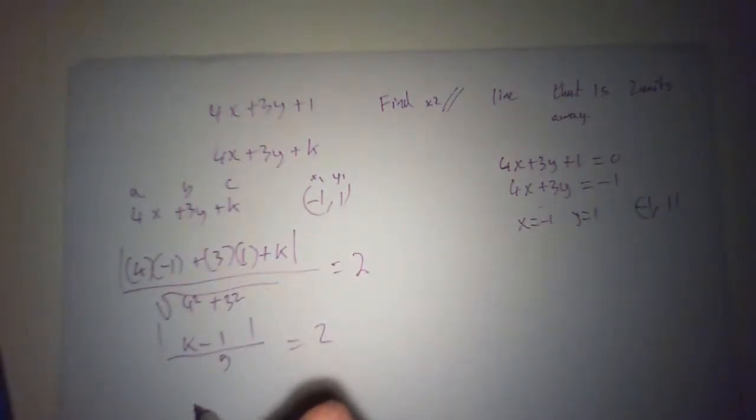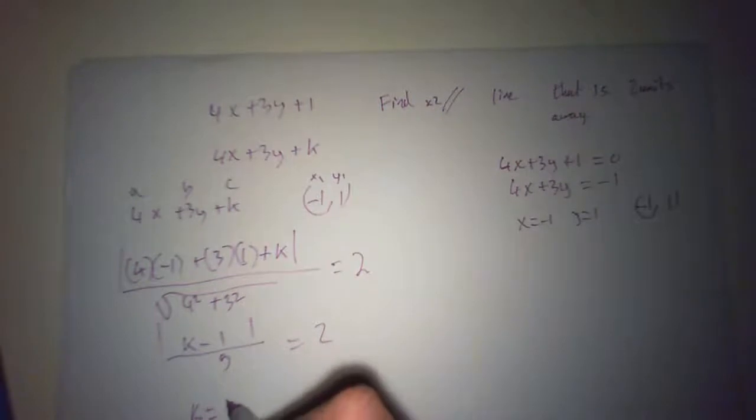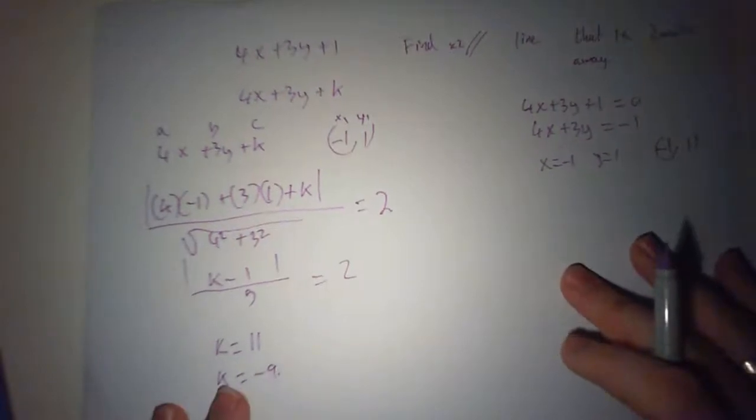Okay. So what are we looking at here? So k can be, what do we say again, 11, or k can be -9. Okay, so there's two possibilities for k. No pun intended, but there's two possibilities for k.